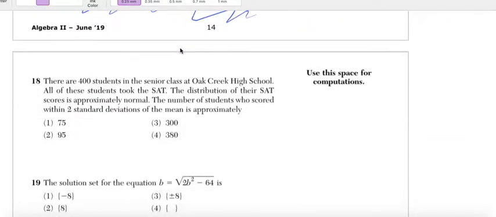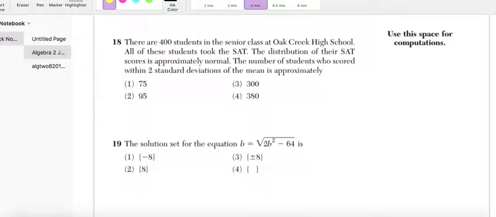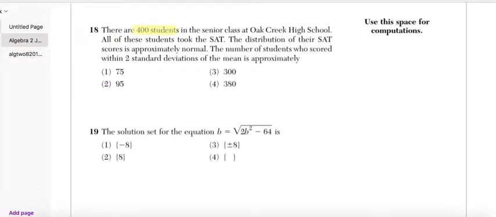Number 18. There are 400 students in the senior class at Oak Creek High School. So 400 is the total number of students in the senior class. All of these students took the SAT, so all 400 students took the SAT. The distribution of their SAT scores is approximately normal. So we have another normal distribution.